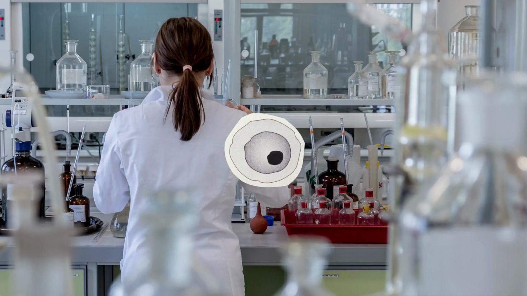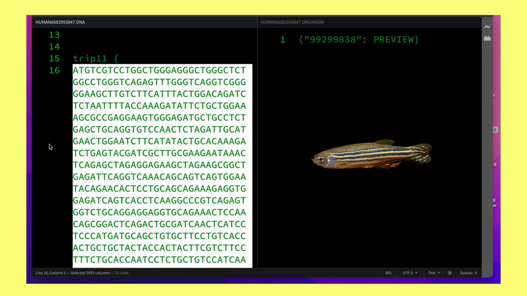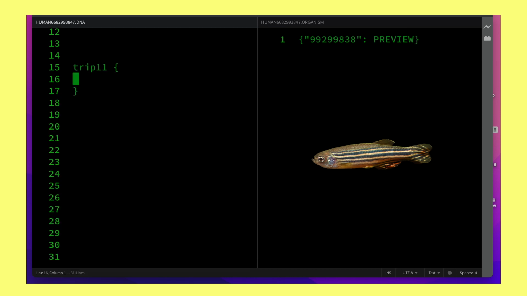But there's a big difference. In the fish, we were knocking out a gene to make it stop working. That's actually a lot easier than making a specific edit, and that makes sense. It's easier to mess up the DNA than it is to make a precise change.